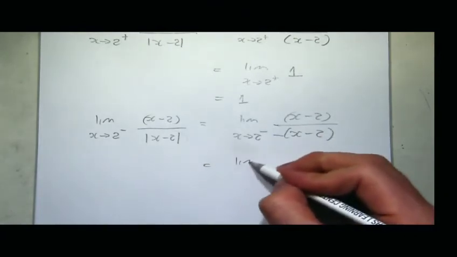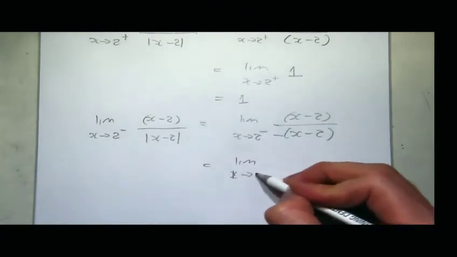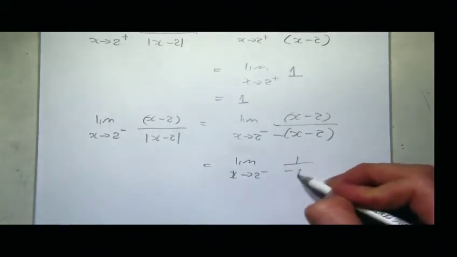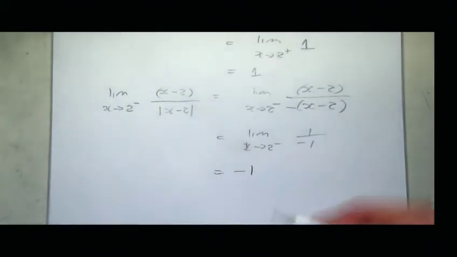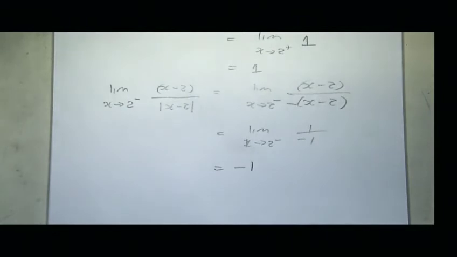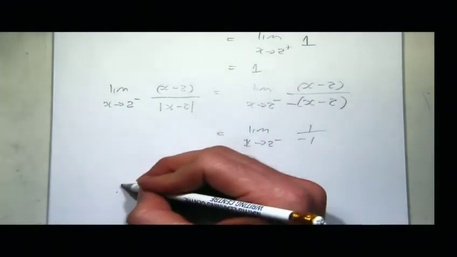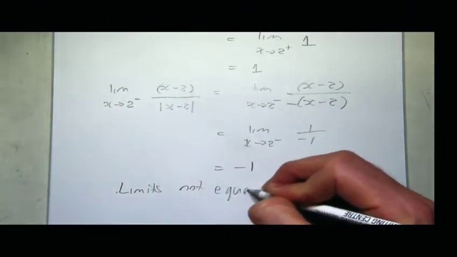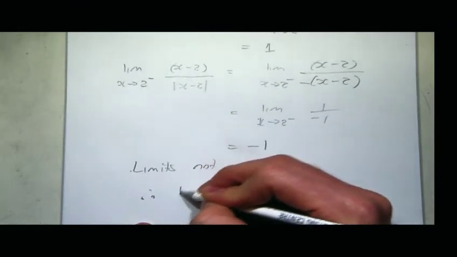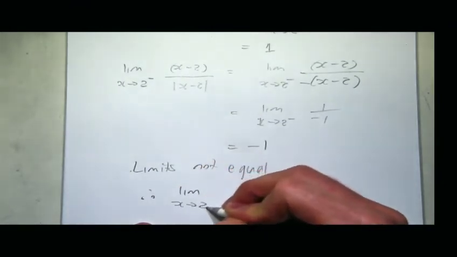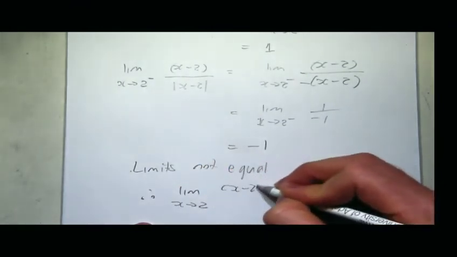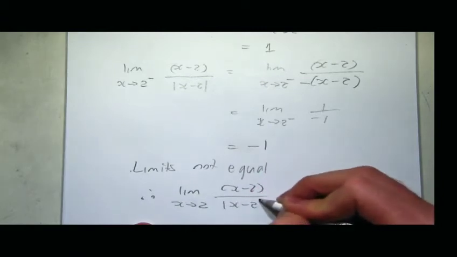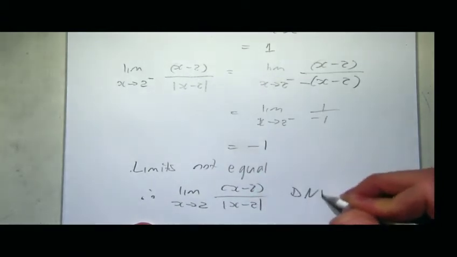And then when I cancel them, I get 1 over minus 1, which is minus 1. So the two limits don't match, so therefore the big limit doesn't exist. The limits are not equal, so therefore the limit as x approaches 2 of x minus 2 over mod x minus 2 does not exist.